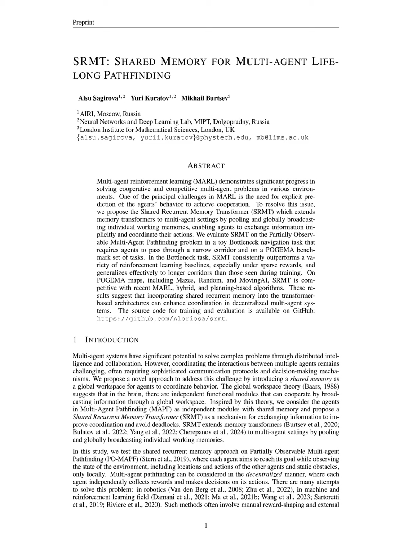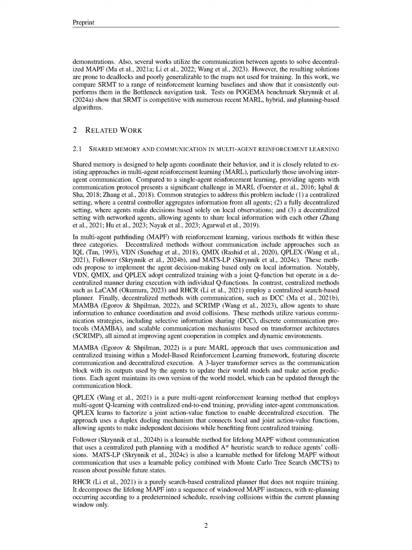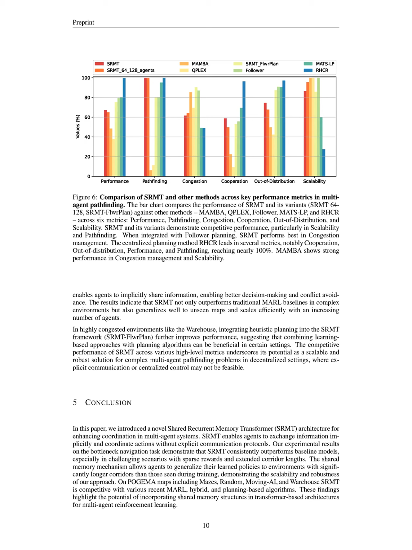In MAPF, agents operate independently and can only observe their local environment, which often leads to conflicts and deadlocks when multiple agents attempt to navigate through narrow passages or bottlenecks. By utilizing a shared memory mechanism, SRMT allows agents to retain and exchange information over time, facilitating better collective behavior and reducing the likelihood of collisions. Addressing deadlocks is crucial because they can halt progress in pathfinding tasks, preventing agents from reaching their goals efficiently. The ability of SRMT to enhance coordination and mitigate deadlocks is essential for achieving successful outcomes in complex multi-agent environments.